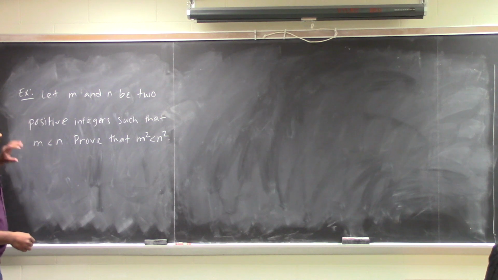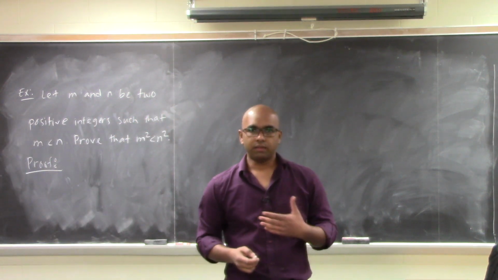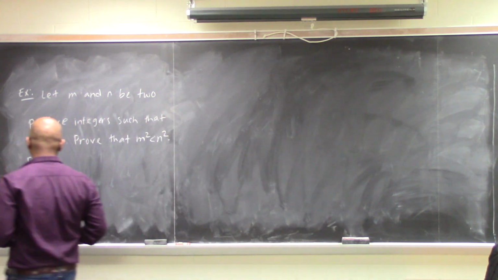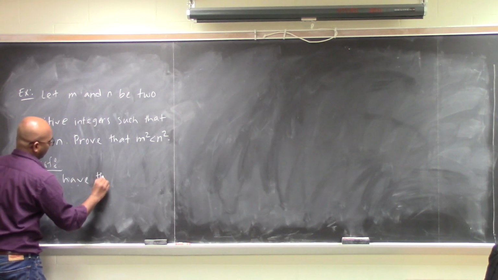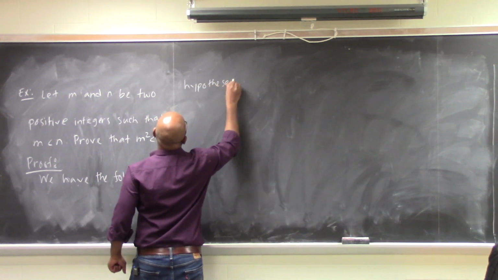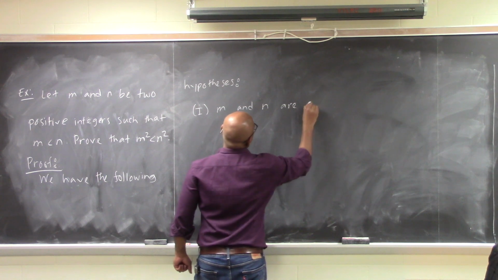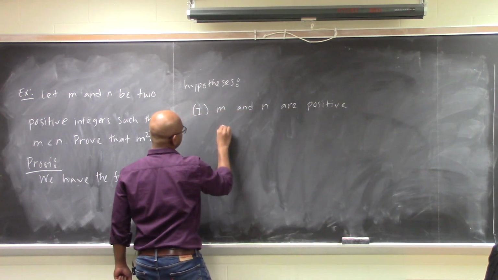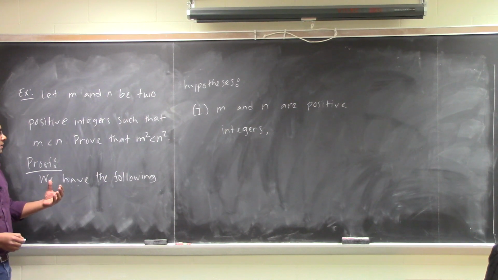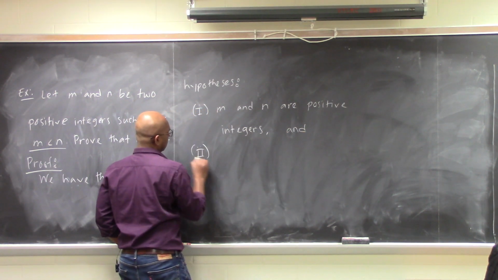Okay, now here, how many things do we have as hypothesis? We have basically two things. Number one is m and n, they are positive integers. Okay, so we have the following hypothesis. m and n are positive integers. Okay, that is the first hypothesis, and there is a second one. What is that? m is less than n.